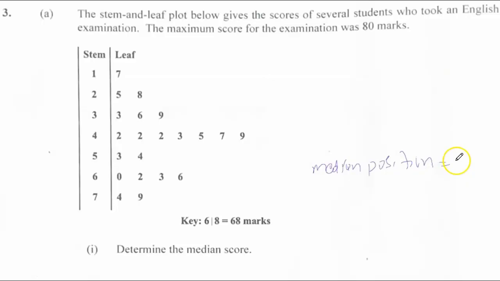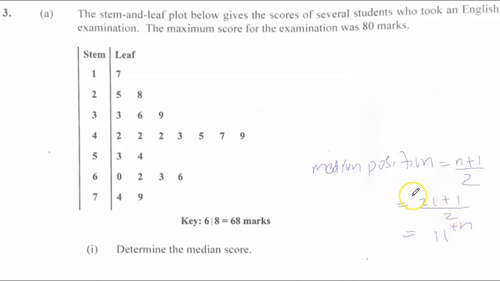Can I get that using the formula n plus 1 divided by 2, where n is the number of values. If we count them, 1, 2, 3, 4, 5, 6, 7, 8, 9, 10, 11, 12, 13, 14, 15, 16, 17, 18, 19, 20, 21. So there's 21 numbers. So if we add 21 and 1 and divide by 2, that's 22 divided by 2, that's 11. So the median number is the 11th number.